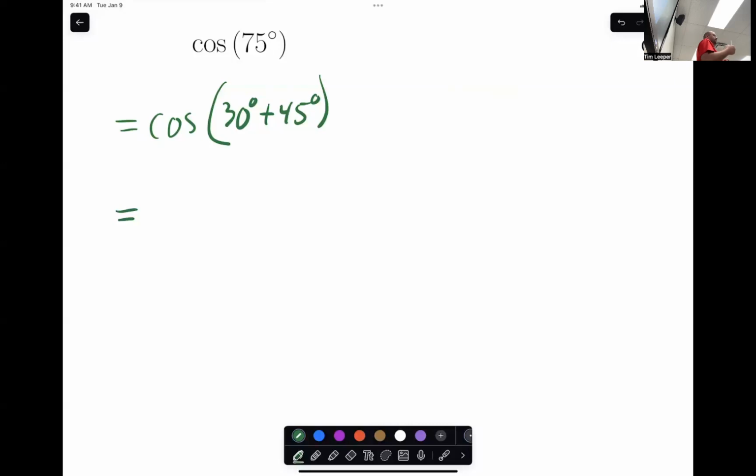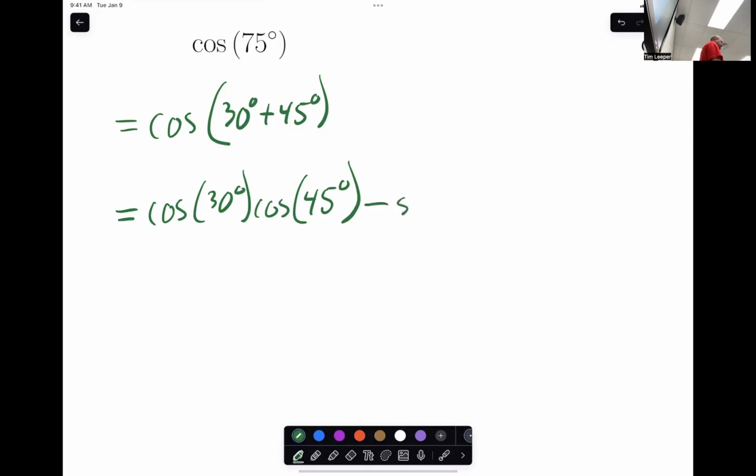Remember, cosine alpha, cosine beta, minus sine alpha, sine beta, right? So this would be cosine of the first one, 30 degrees, times cosine of the second one, 45 degrees. And then minus sine of the first one, 30 degrees, times sine of the second one, 45 degrees. Good deal. And now you just have to know what these values are, which is why you need to memorize the unit circle, right?